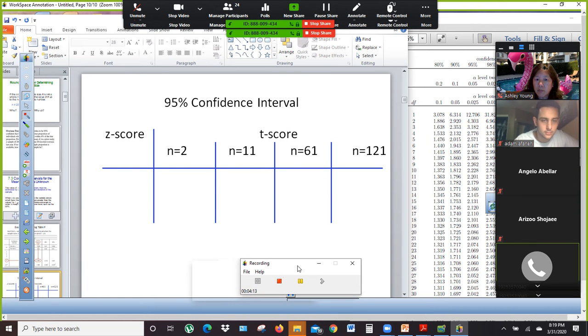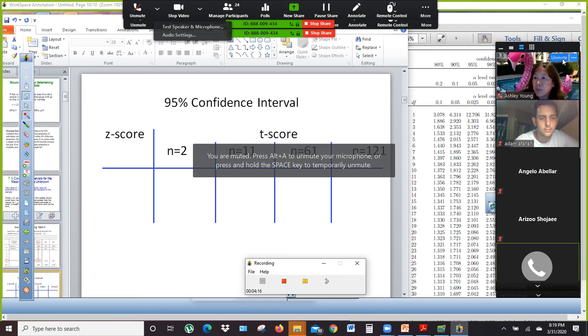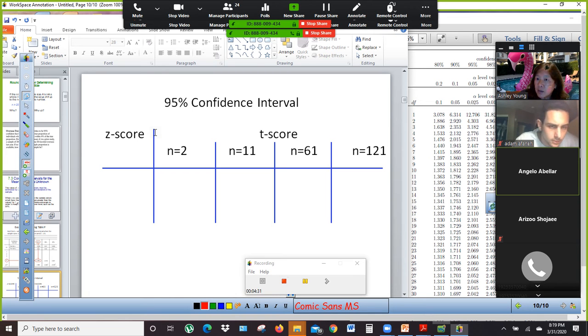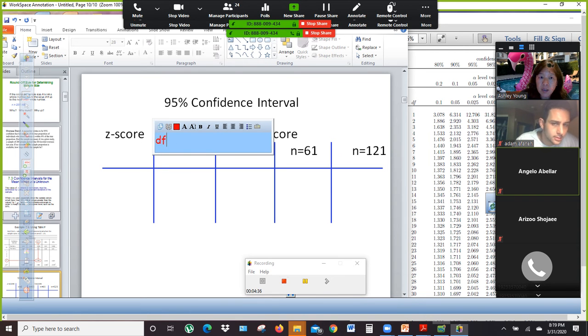Okay, let's go ahead and come back. So this first one, when n is 2, what's my degrees of freedom? Hold on a second. Degrees of freedom is n minus 1. So if my n is 2, my degrees of freedom would be 1. Do you guys kind of follow me?